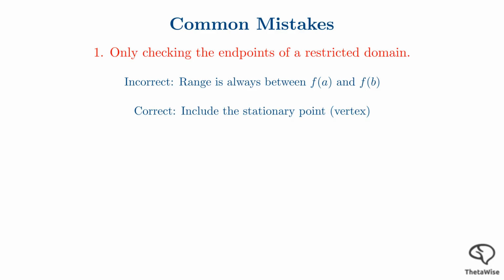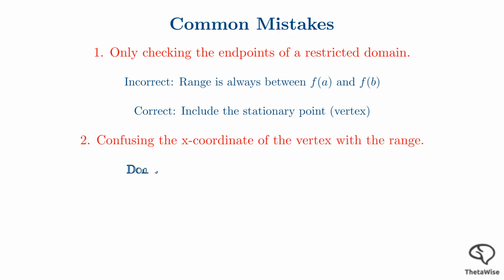The second mistake is using the x value of the vertex in the range statement. Remember, the domain refers to x values, but the range refers to the output, f of x or y. Your range answer must always use the y coordinates.